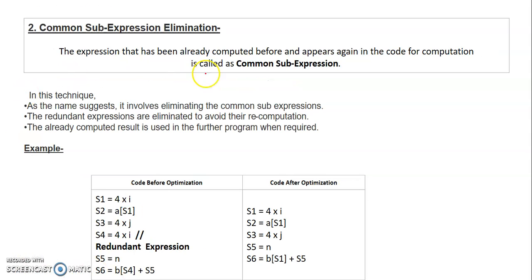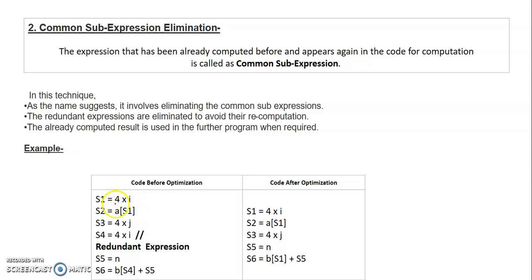The second technique in function preserving is known as common sub-expression elimination. A common sub-expression is an expression that has already been computed before and appears again in your code. As the name implies, this technique involves eliminating the common sub-expressions. The redundant expressions are eliminated to avoid their recomputation, and the already computed result is used in the further program when required. Suppose you have a code having statements.